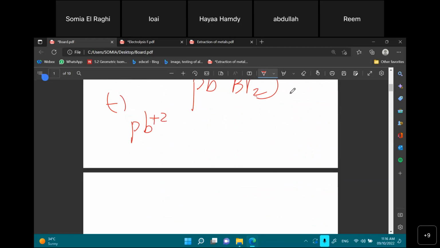What do we write down, ya Abdullah? How to write down the equation at the cathode area now? If you have positive 2. Abdullah, how to write down the half ionic equation for 2 marks? Abdullah?